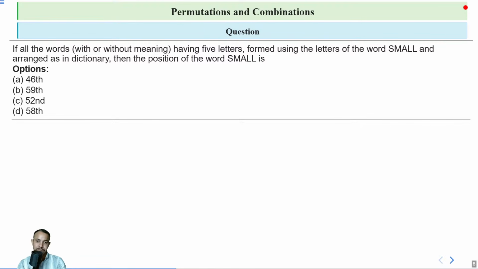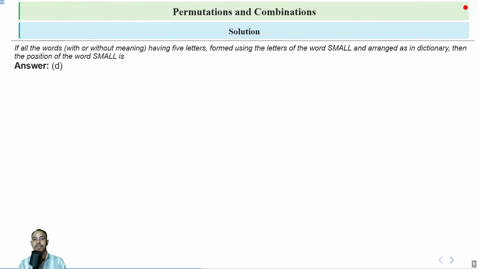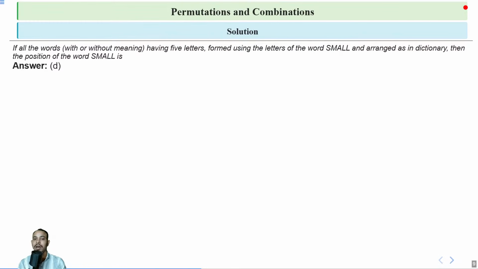Okay, now we will see which option is correct, and then we will see how we obtain that option. So our correct answer is option D. Please match with your answer. Let's start the solution step by step.